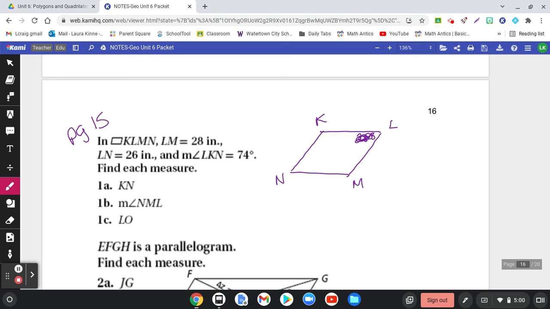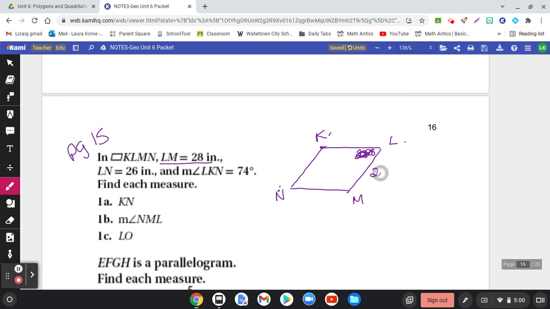It happens. All right, so again, it doesn't matter where you start, as long as you go in order. Maybe you started the K down here in the bottom, then it would go K, L, M, N. Doesn't matter. And maybe when you're done, you should have drawn it the other way because it looks wrong, but that's okay. LM is 28. LN is 26.